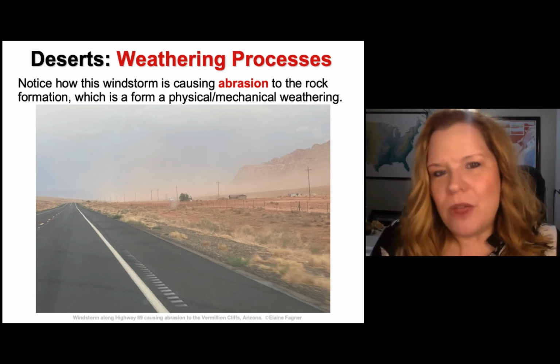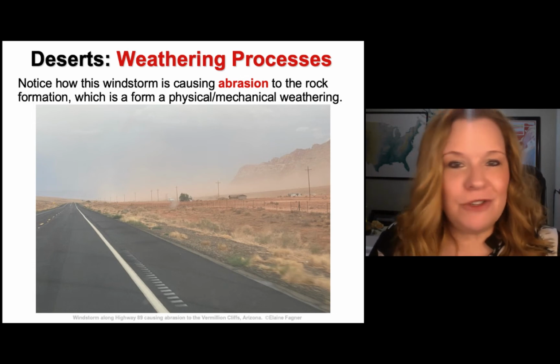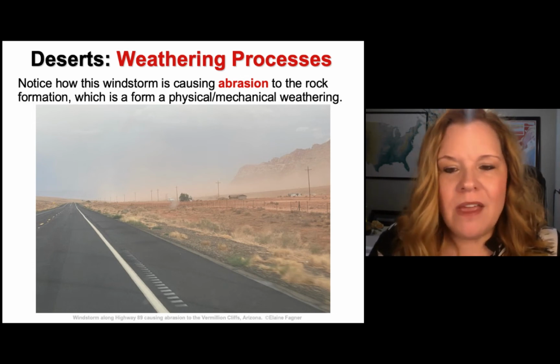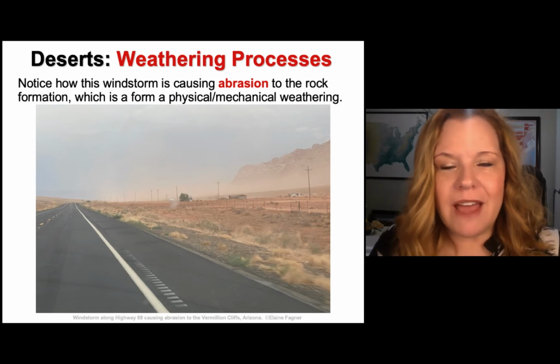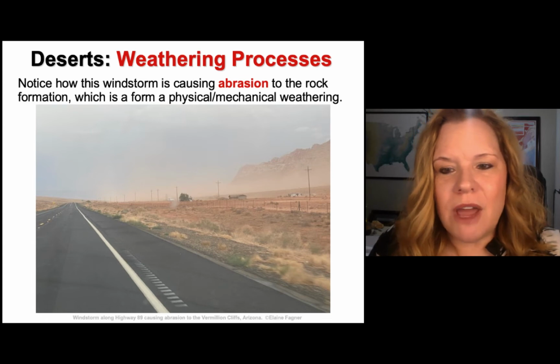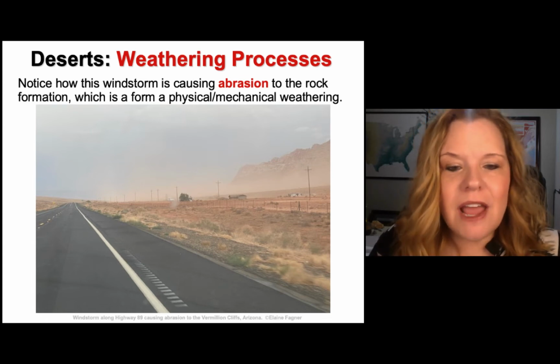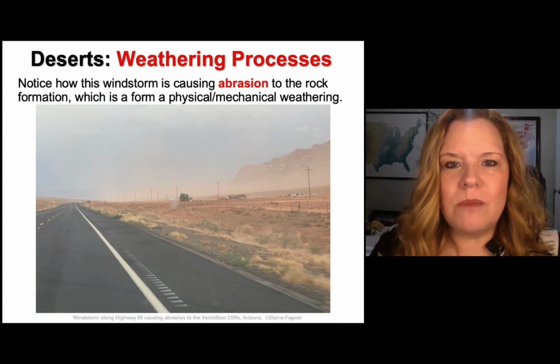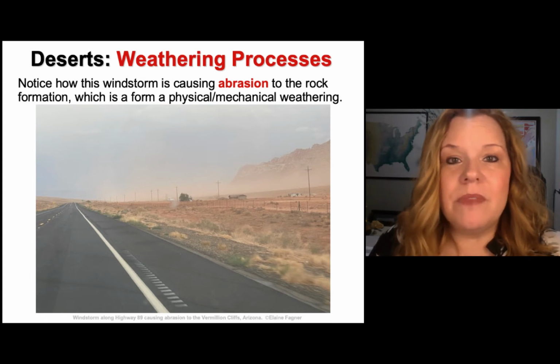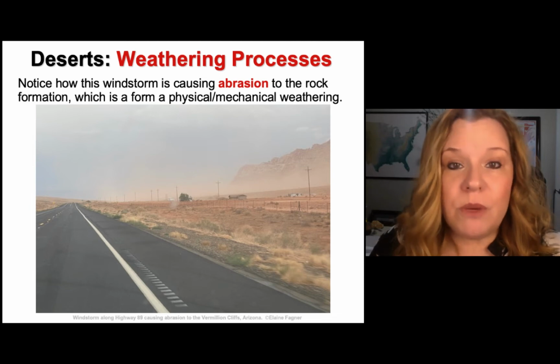Another weathering process is abrasion. So this is where the wind comes in. I took this shot along Highway 89, so this is going from Flagstaff in Arizona right along the Vermilion Cliffs, and we're past the turnoff to the south rim of the Grand Canyon. And this massive storm comes through. And it just all of a sudden popped up. So a little further down the road, we hit rain, but this was the dust storm part of it.